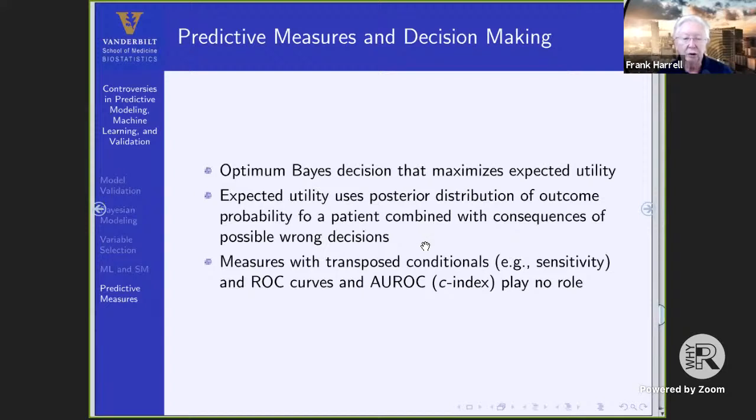So I think you can't have a full understanding of how to judge a predictive model or a machine learning algorithm without understanding decision theory. And once you understand decision theory, you'll see what are the inputs to optimum decisions that minimize bad consequences and do so with certain probability. And then you'll know how to judge your model.